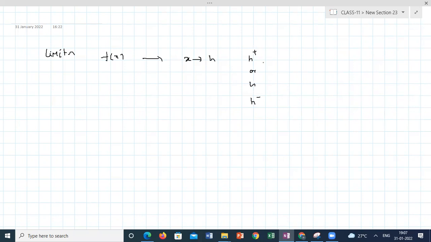Yes, if any value is approaching h, it should satisfy that the neighborhood values also have the same value. h minus and h plus are called neighborhood values of h. So f of h, f of h plus, f of h minus should be the same.